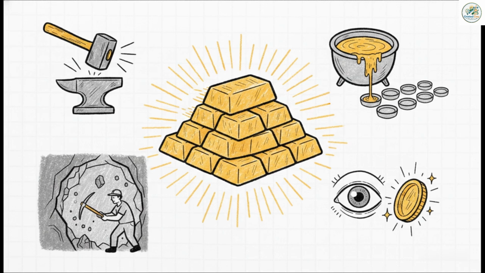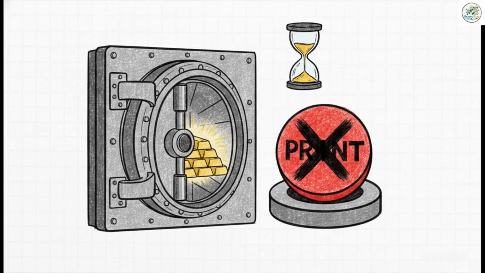But most importantly, it is exceedingly difficult to produce quickly. You have to locate it, mine it out of the ground, refine it, and mint it. This process made it an incredibly reliable, trustless bridge for economic exchange. Simply put, gold's supply cannot be increased at the push of a button. A king or emperor couldn't just decree that more gold magically exists.